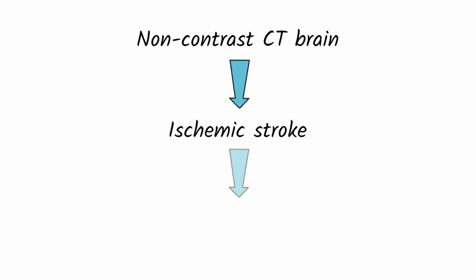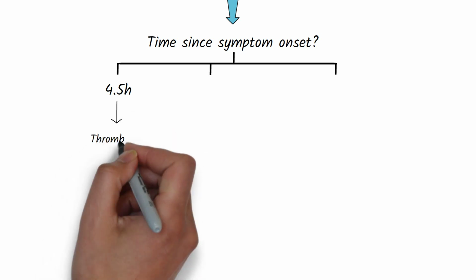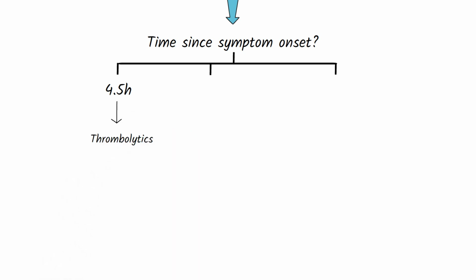If the CT shows ischemia, the next question is what's the time since symptom onset? This is a crucial step in the management of an ischemic stroke because it determines what kind of drugs we can and cannot give to the patient. If the patient presents to us within 4.5 hours of symptom onset, we can go ahead and lyse the clot with thrombolytics. But beyond that 4.5-hour mark, thrombolytics have not been shown to be helpful.